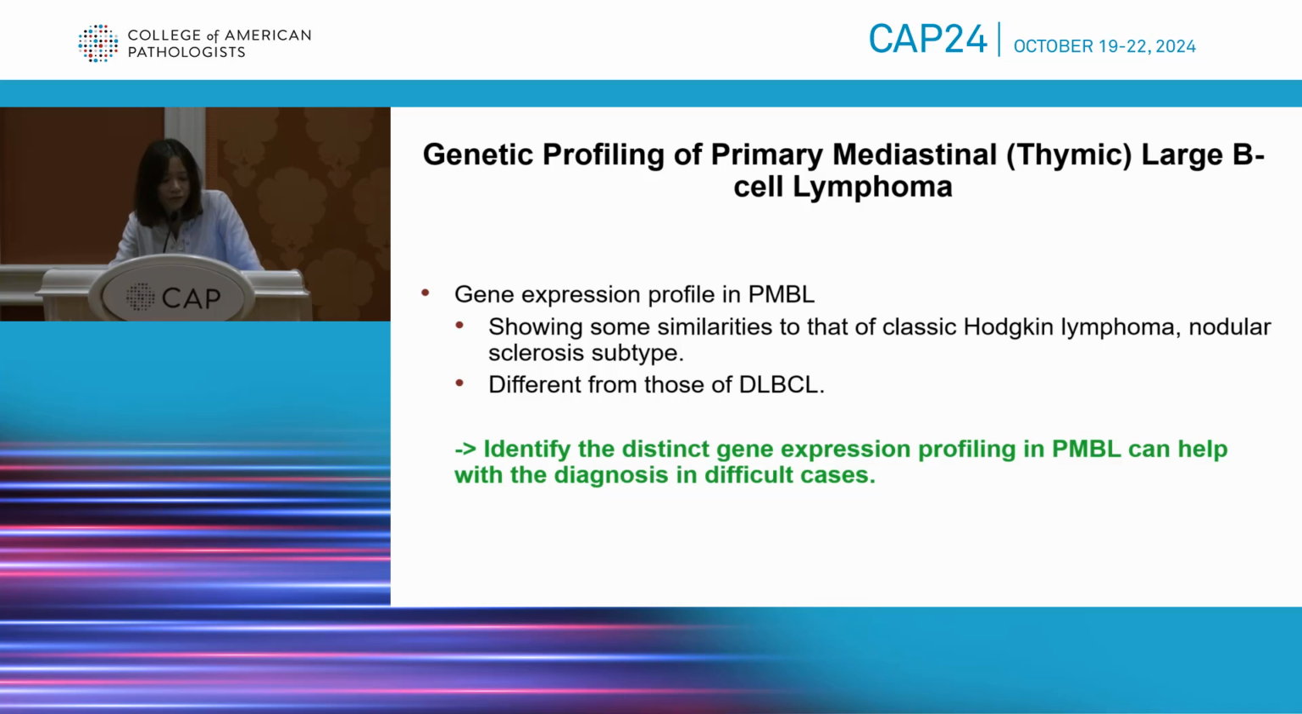So through genetic profiling of a primary mediastinal large B-cell lymphoma, people actually find that the gene expression profile of a primary mediastinal large B-cell lymphoma shows some similarities to that of classical Hodgkin lymphoma, nodular sclerosis, and it was different from diffuse large B-cell lymphoma. So that makes us feel like, hey, if we can identify a distinct gene expression profile in PMBL, that can help us when the cases are difficult and we cannot make the distinction.